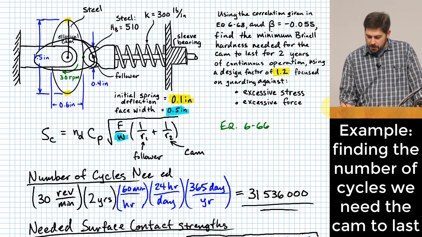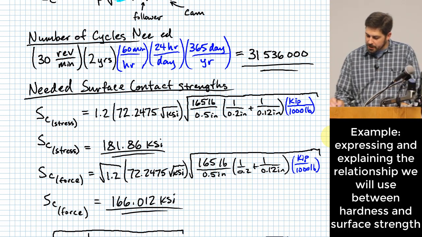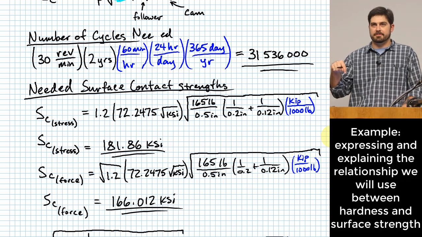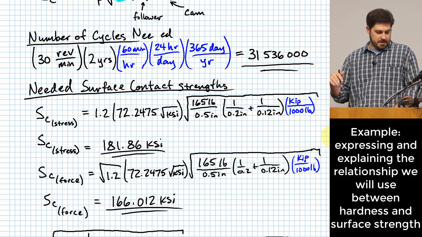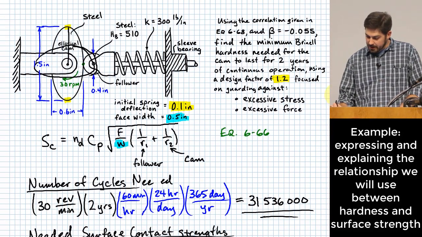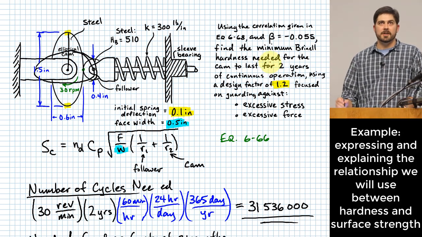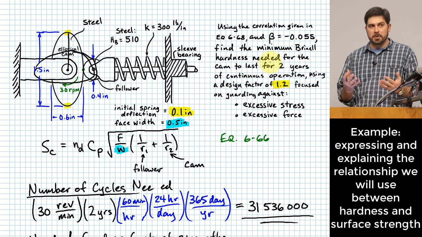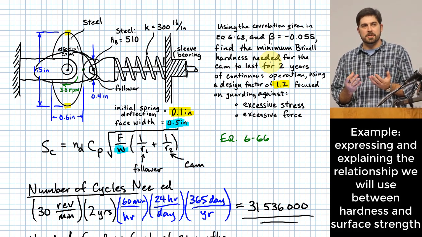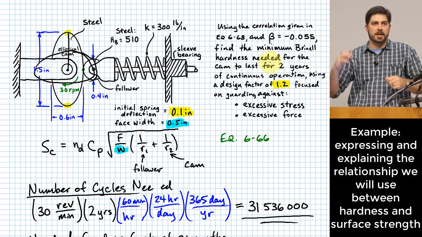Okay, so here's the thing. What we have just found are the needed surface contact strengths for that number of cycles. Here's the problem. What we ultimately need to come up with is how much Brinell hardness do we need? So we need some sort of a relationship between Brinell hardness and surface strength, right? Fortunately, we have one, but it requires that we correct for numbers of cycles.